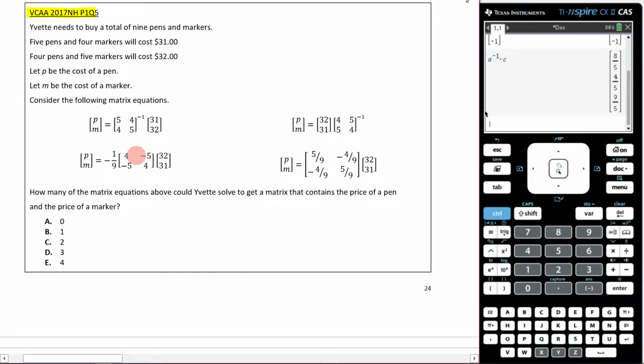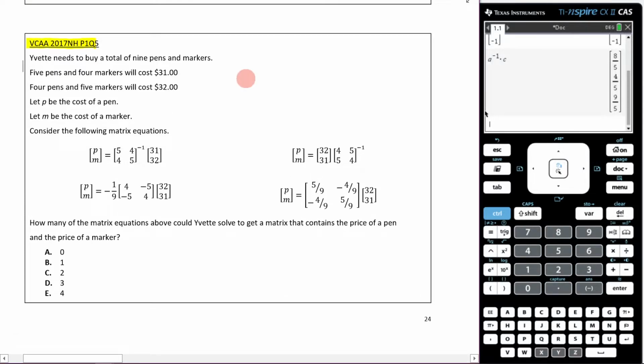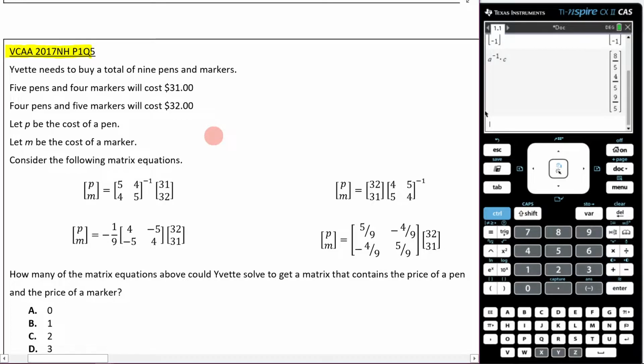So here they are. What we need to figure out is how many of the matrix equations above could Yvette solve to get a matrix that contains the price of a pen and the price of a marker. Okay, so let's give this a go and see how we go with it. All right, so let's come over here. The first thing that we're going to have to figure out here is our equation. As you can see, I've got 5 pens and 4 markers and 4 pens and 5 markers.